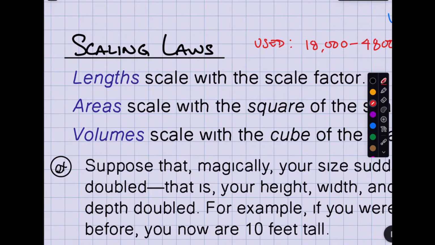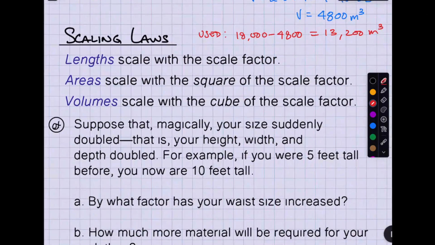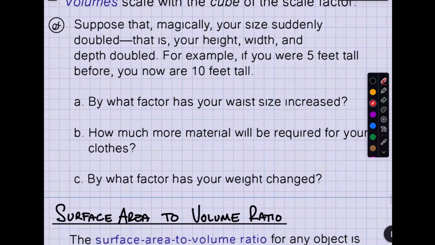So it says, suppose that I doubled, that's the scale factor. So how would my waist size increase? By 2, by 4, or by 8? Waist size is just a perimeter, right? Perimeter is a length, isn't it? So that means this would double.